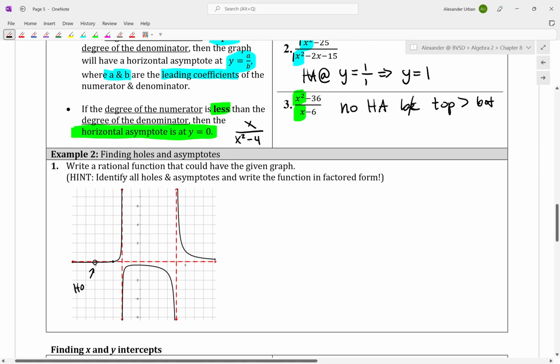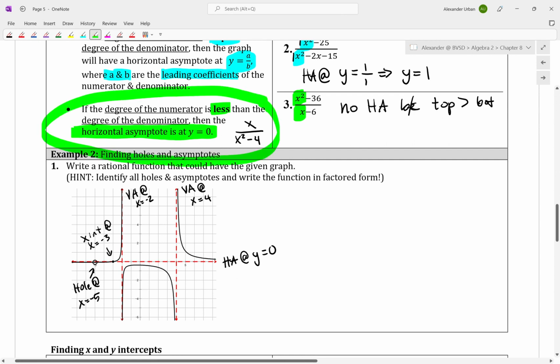So there is a hole at x is equal to -5. Oh, we have an x-intercept here, x-int at x equals -3. That's going to play in later. Oh, hey, look, I have a vertical asymptote at x equals -2, and another vertical asymptote at x equals +4. There's a horizontal asymptote at y equals 0. That plays a big key role right here. That means right here our horizontal asymptote is at y equals 0.